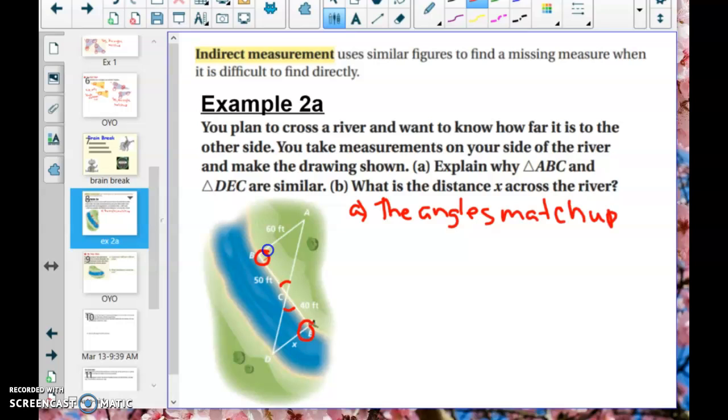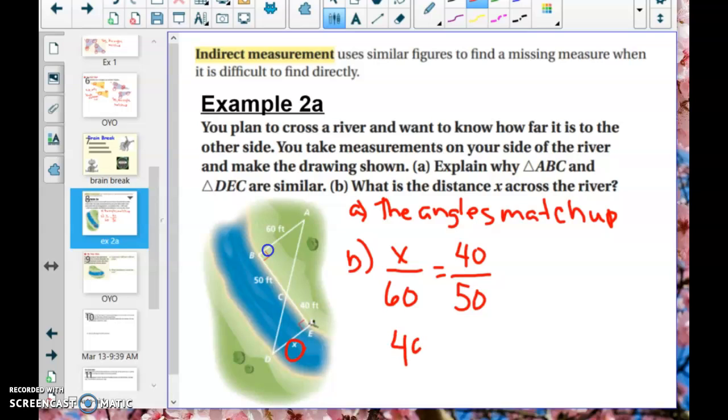Now, because those angles match up, that means I can use a proportion to find this distance x here across the river. So if I look at my bigger triangle, I see that that measure x would correspond with 60 on the other triangle. And then if I went from x to 60, then I have to go 40 to 50 to set up my proportion. And then to solve that proportion, I of course do 60 times 40 divided by 50, and that means the measure across this lake would have to be 48 feet.